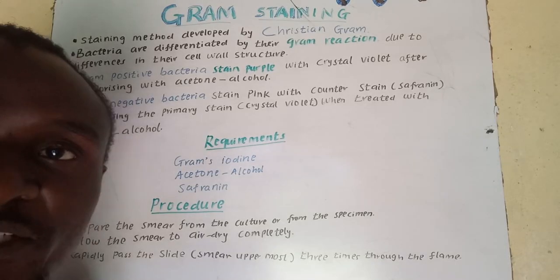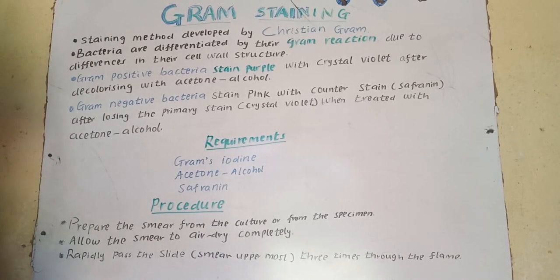We go through our notes. Gram staining method was developed by Christian Gram. Bacteria are differentiated by their gram reaction due to differences in their cell wall structure. Gram-positive bacteria stain purple with crystal violet after decolorizing with acetone alcohol. Gram-negative bacteria stain pink with counterstain, that is safranin, after losing the primary stain or crystal violet when treated with acetone alcohol.